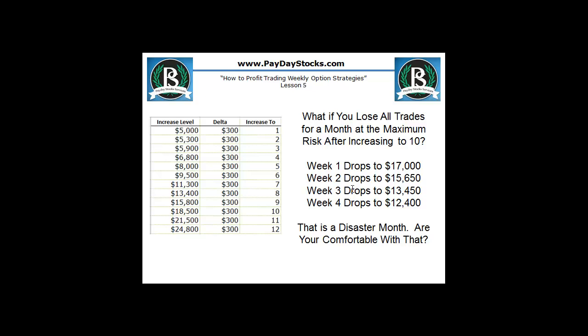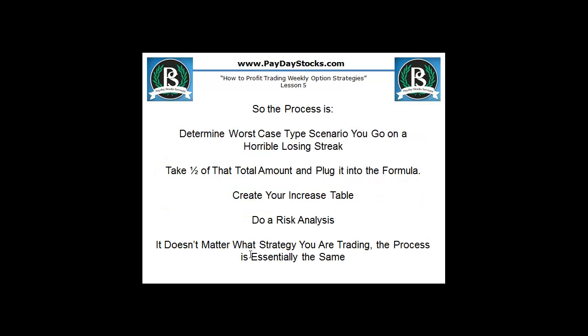So that's the process. And this is the same process you use for every single strategy, no matter what it is. I don't care if it's technical analysis based, option spreads, covered calls. You determine what the worst case scenario is if you go on a horrible losing streak, and you take half of that amount and plug it into the formula. Then you create your risk table based on whatever that number is, and you do a risk analysis after that. It doesn't matter what strategy you're trading. That is the process. The only question is the variables. How aggressive, how conservative.